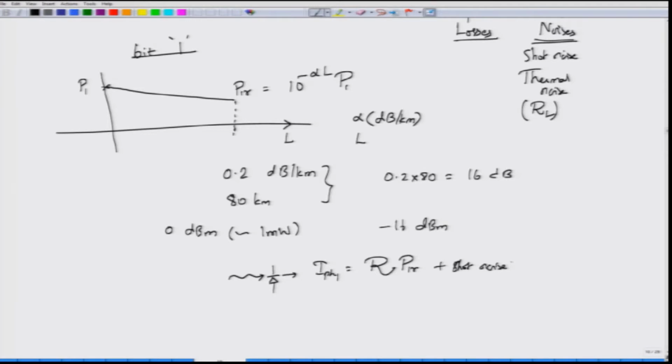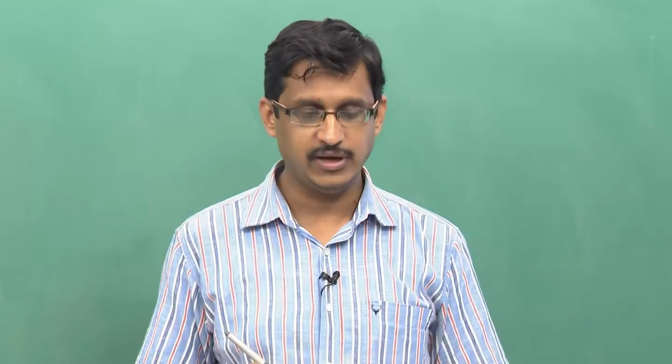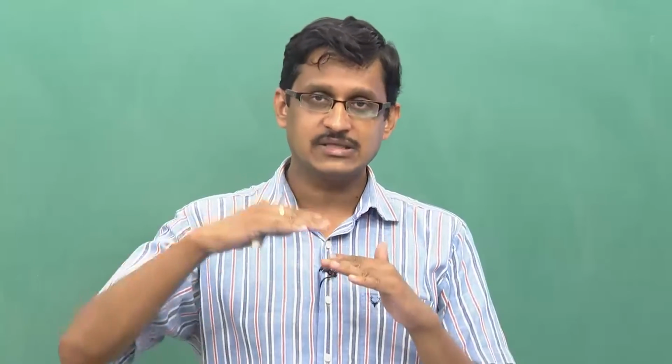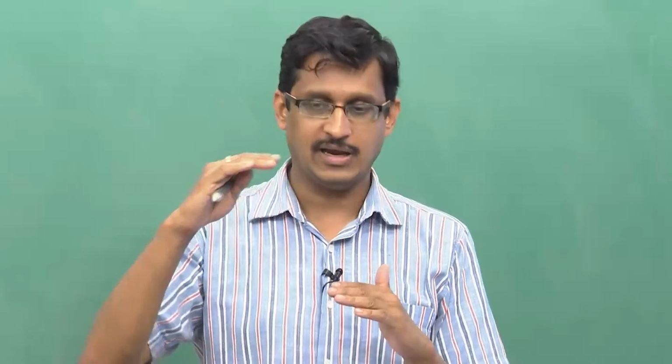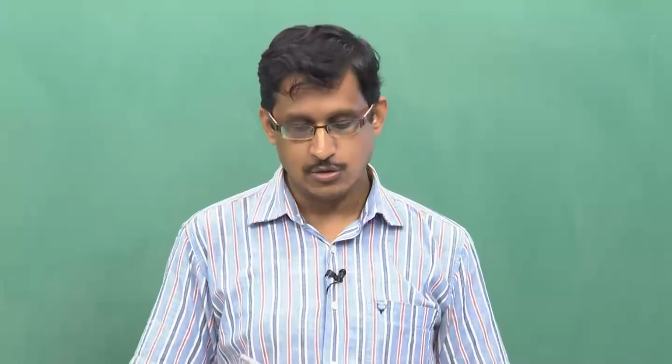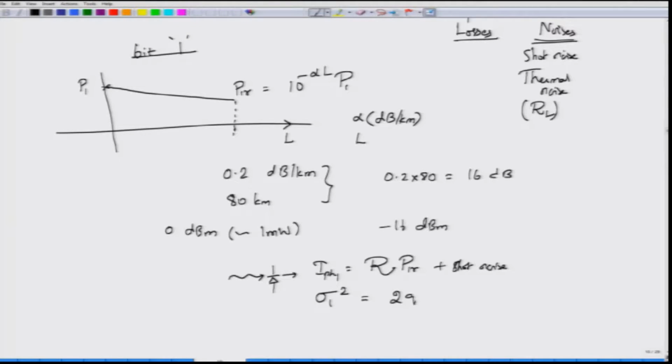And what about the shot noise? Well, we know the shot noise variance. So, let us call this sigma 1 square, indicating that this is shot noise when bit 1 is transmitted. This shot noise depends on the mean photocurrent level. The larger the mean photocurrent or the larger the optical power, the larger the shot noise variance.